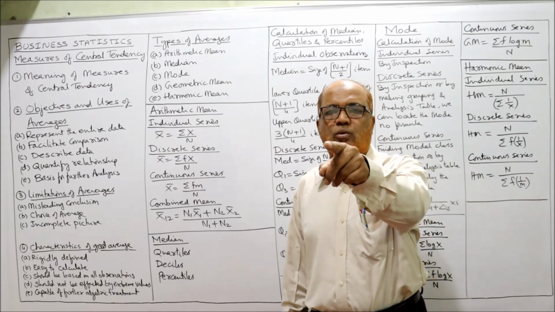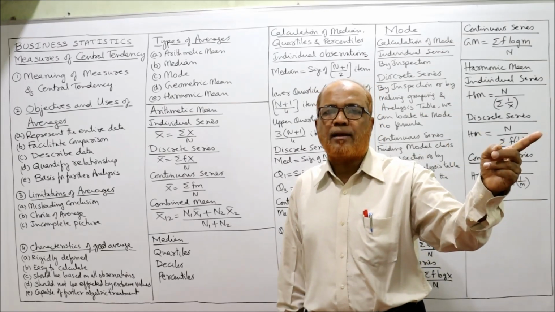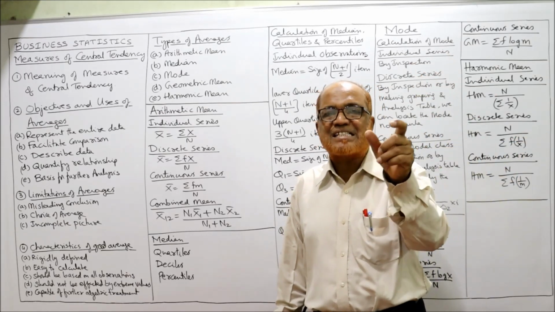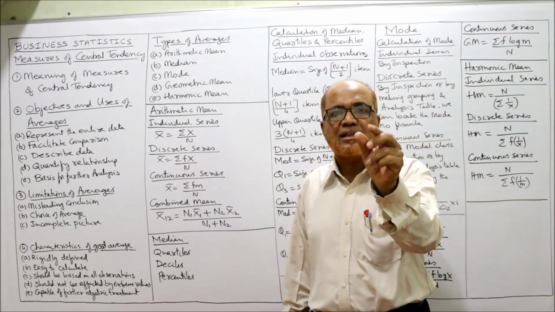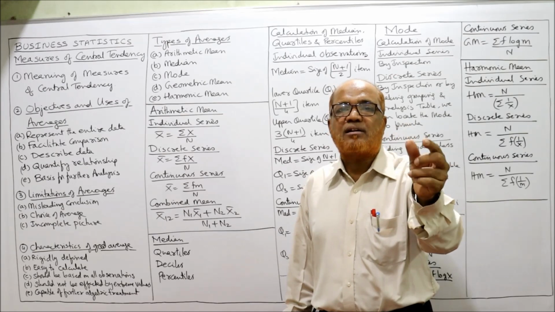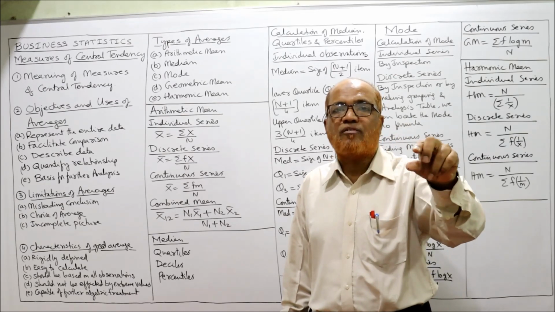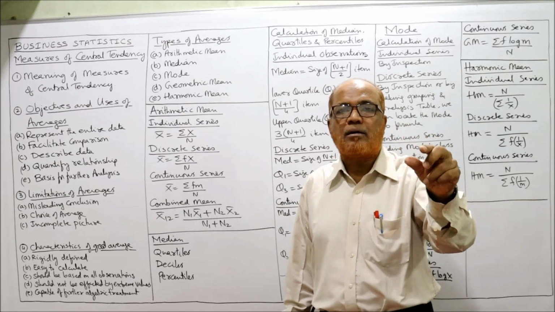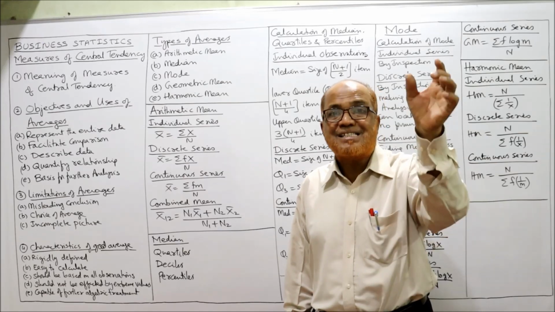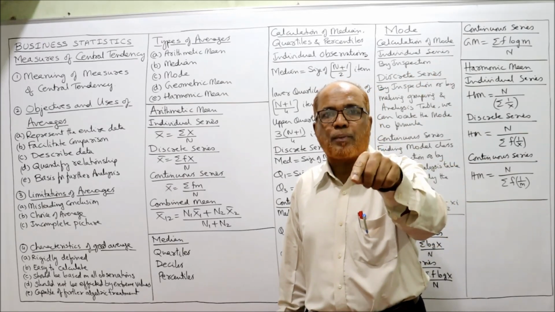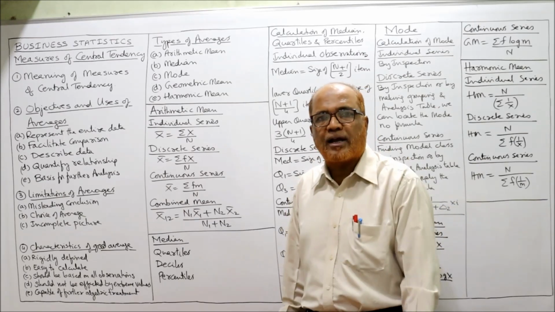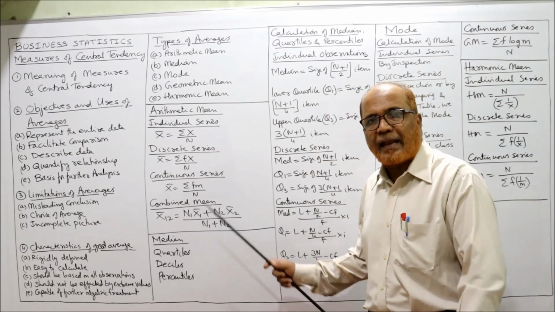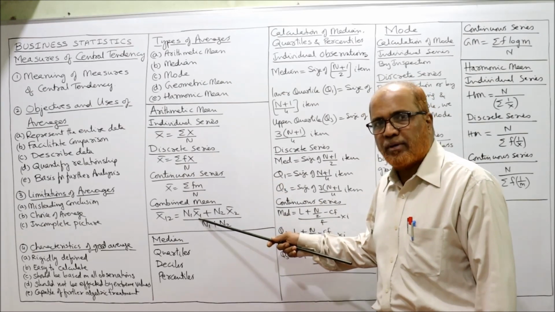So I suggest you go to the playlist of my channel, select the subject Business Statistics 1. In that, select the topic, measure of central tendency or calculation of mean, and select the video, problems on arithmetic mean. Solve the problems, see the solution, how I have solved the problems, then you will get command on calculating the arithmetic mean by applying this formula.